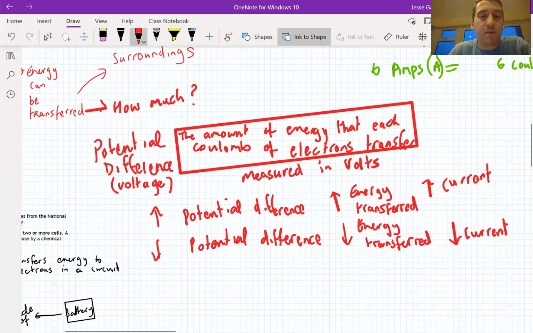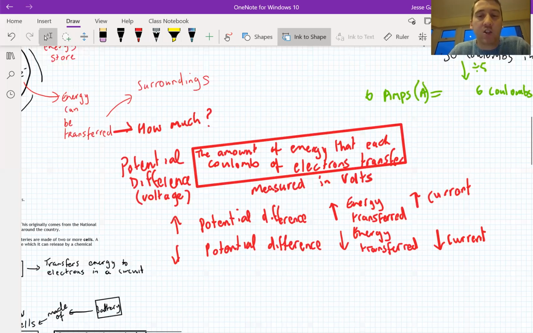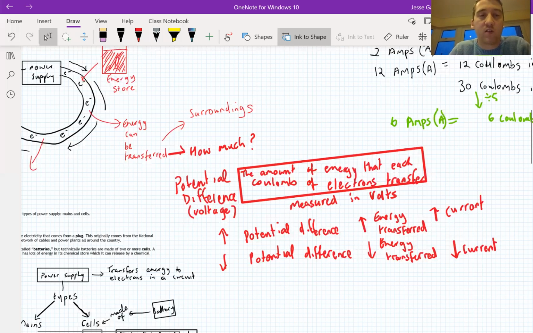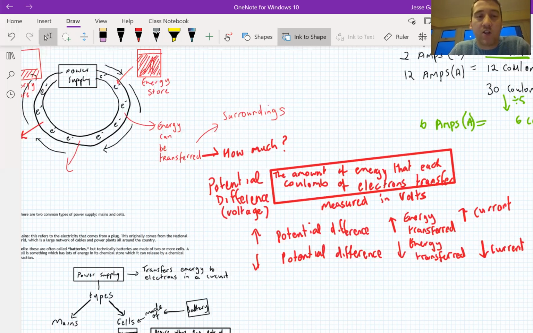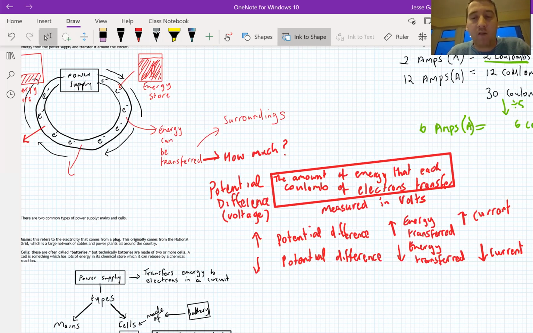Okay, so just to recap, the potential difference is the amount of energy that each coulomb of electrons transfers. The potential difference, or the voltage, is supplied by the power supply. So power supplies can be either mains or cells, and these transfer energy to the electrons' energy store. When the electrons have more energy, they're going to move faster, so the current will be faster, and they will transfer more energy. When the power supply doesn't transfer as much energy, then the electrons are carrying less energy, and the current is going to be lower. Okay, so they're the patterns you're looking for.